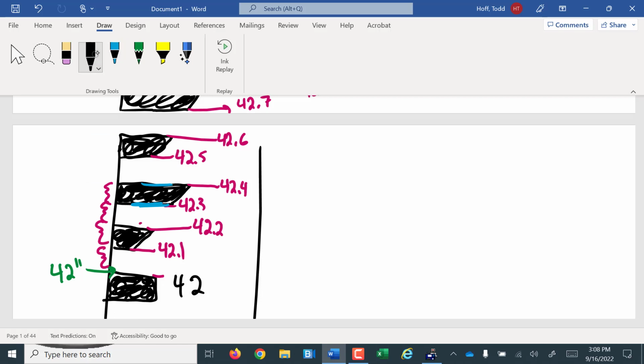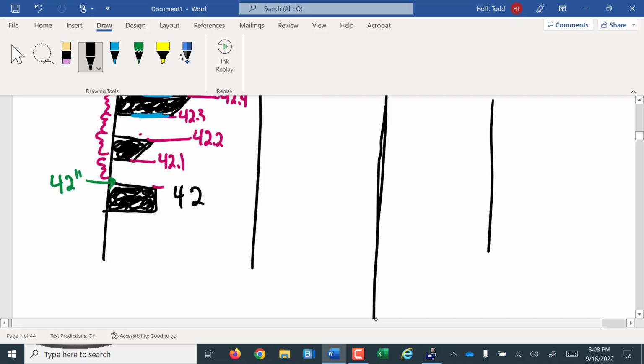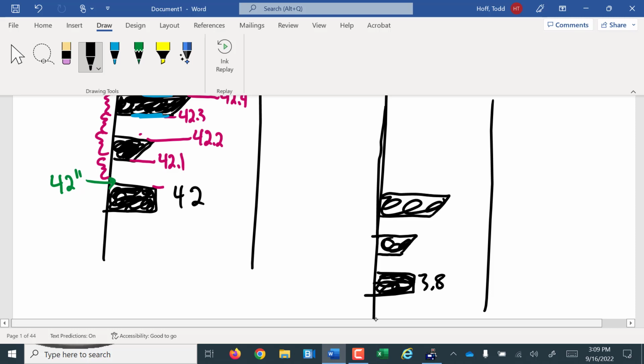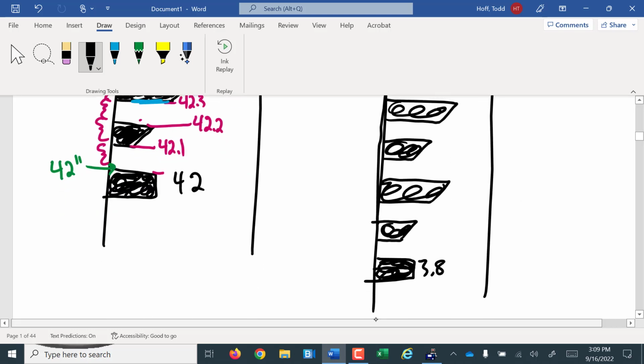If this were measured in feet instead of inches, it's going to work pretty much the same way. This might be 3.8 feet. This is 3.81, 3.82, 3.83, 3.84, 3.85, 3.86, 3.87, 3.88, 3.89 and 3.9. Does that kind of work out?